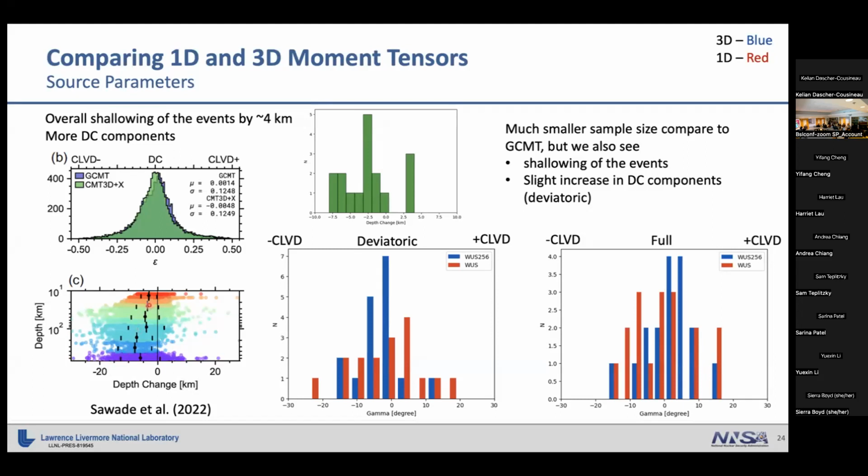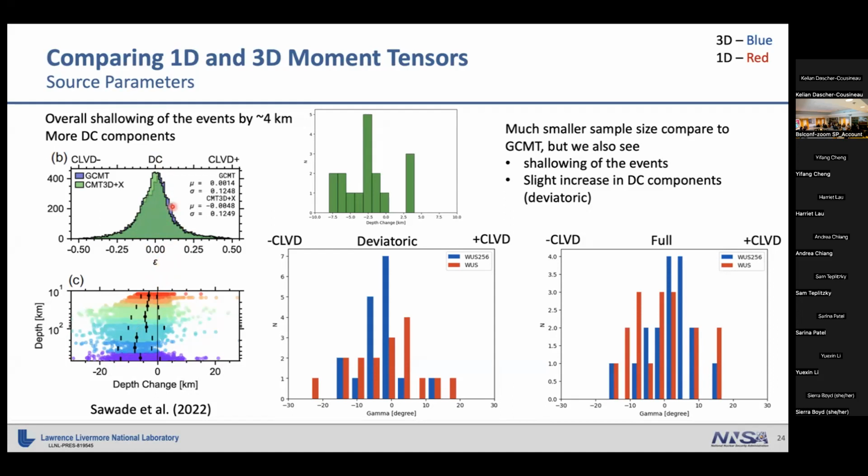And then they also see a slightly higher, more DC component. So this is from the purple color to the green. They're using this epsilon parameter. If it's 0, then it's double couple, and the further out you go, the more CLVD it becomes. So you can see the overall shift in the population from 1D to 3D.